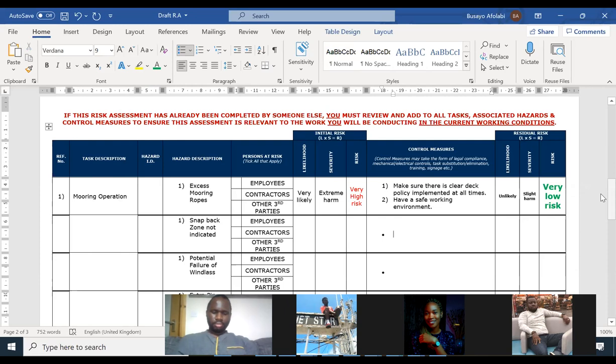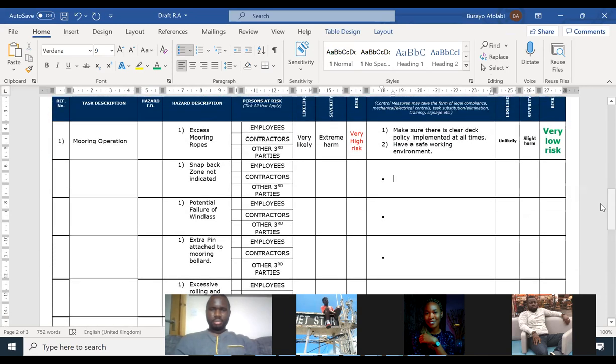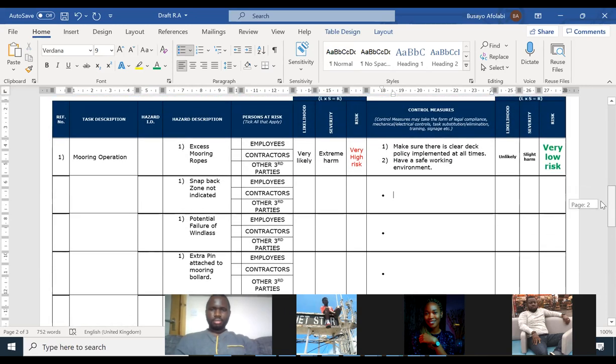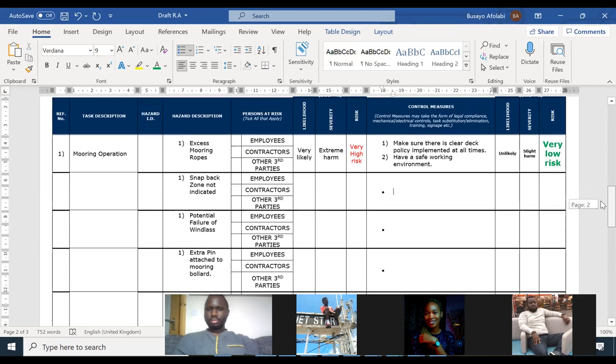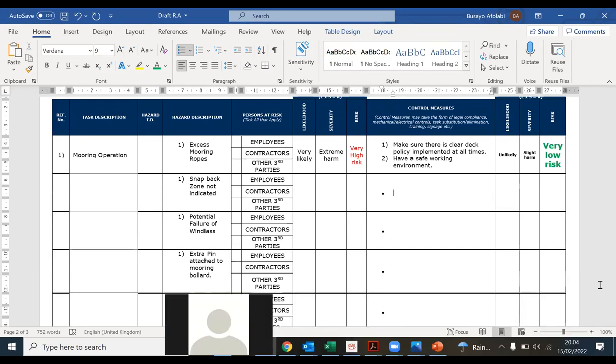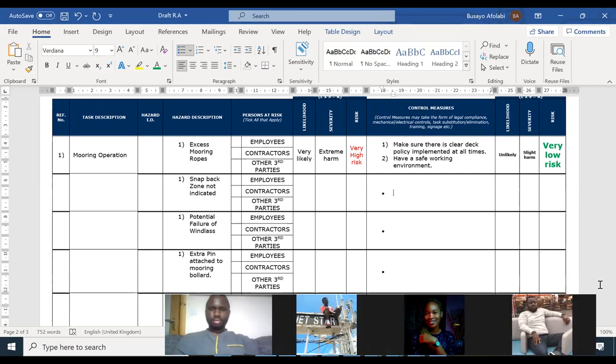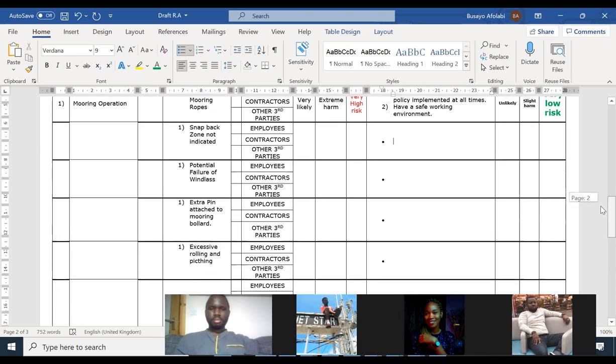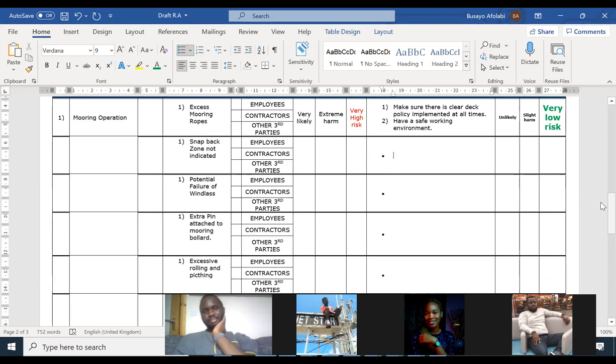So after putting your control measures, if your residual risk is still high risk, then you should do what? We have to stop that operation or look for other ways that we can mitigate the risk.